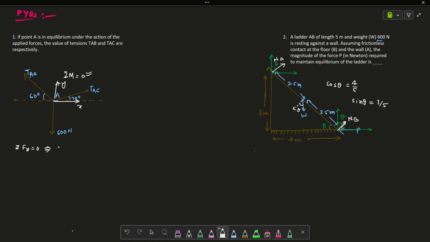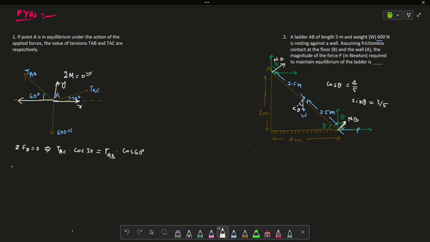Okay, so first we will resolve TAC, and TAC will come in x direction as TAC cos 30 degree, right? So TAC term will come in this direction, but TAB terms will come in this direction. So both are in opposite direction, so we will just equate it. This should have a negative sign on the left hand side, but when it goes to the right hand side, it will go with a positive sign, right? So it will come as cos 60 degree, right?